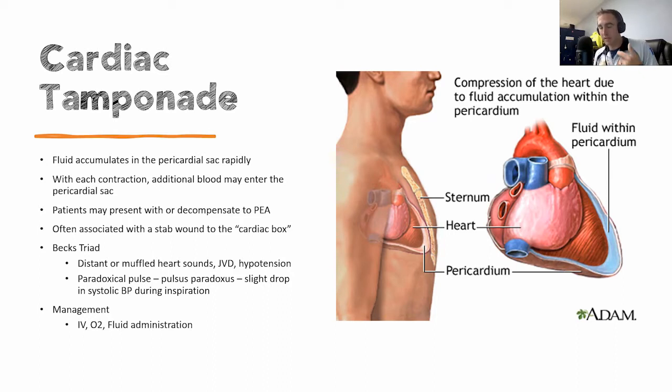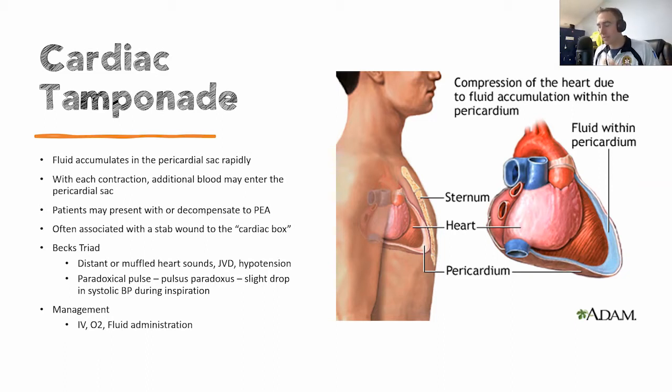Now, if you have a stab wound that's anywhere in the cardiac box, in the general vicinity of the heart, you should consider that the patient could have a cardiac tamponade. And the cardiac box is also on the back as well.